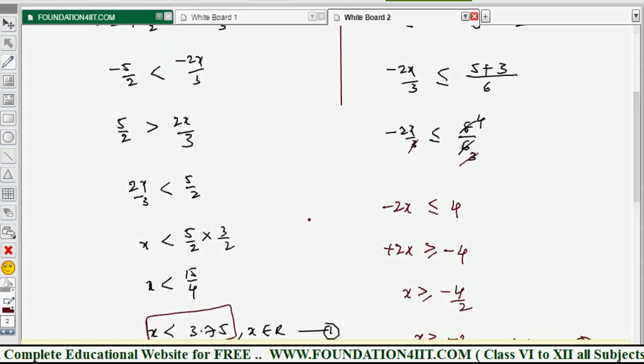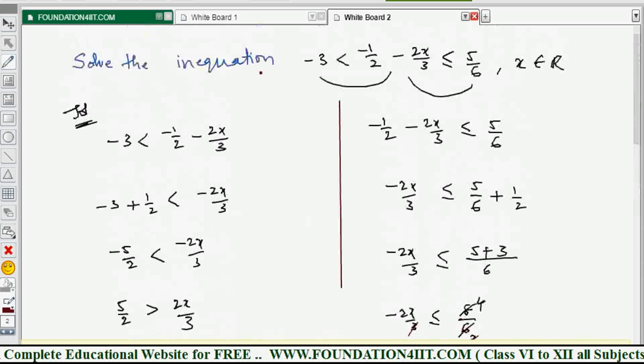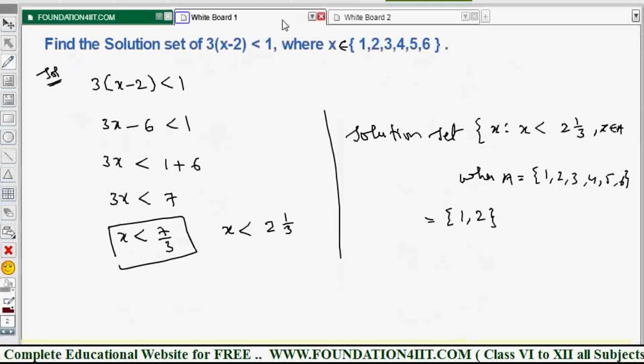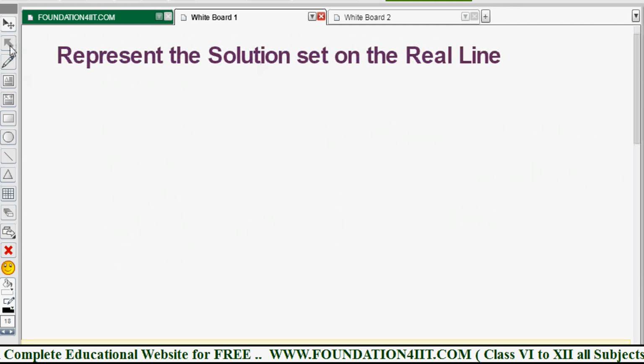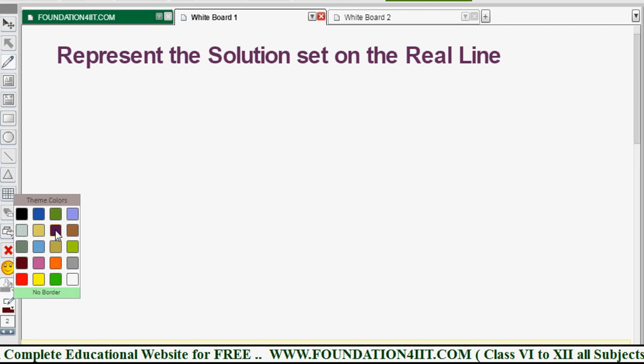For this, more problems I'll explain, and we'll see how to represent on the number line also. So not only these problems, some more other sums I'll show you now. Let us see how to represent on the number line. So, representing the solution set on the real line. So let me take two examples and I'll show you how to represent the solution set on the real line. Let me take one example with integers and one example with real numbers, that is irrational numbers or rational numbers.